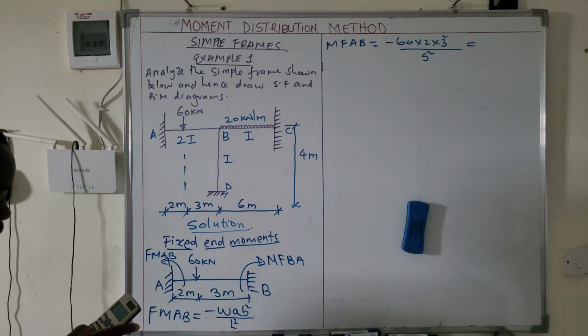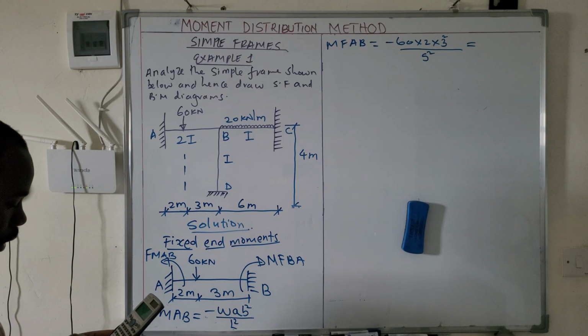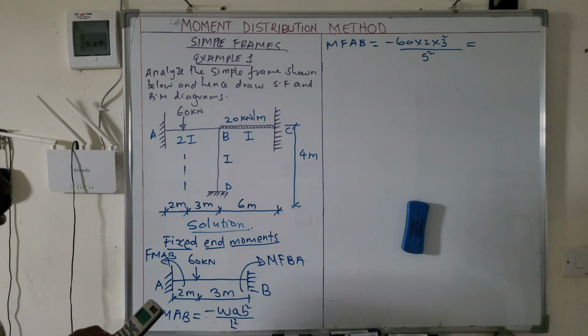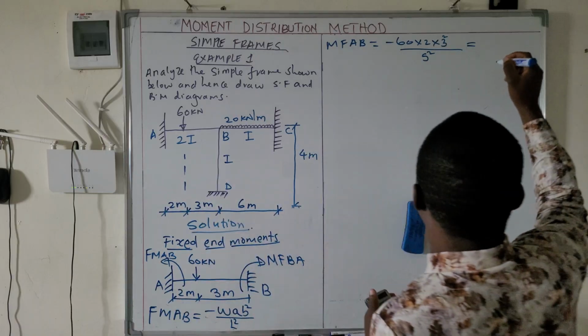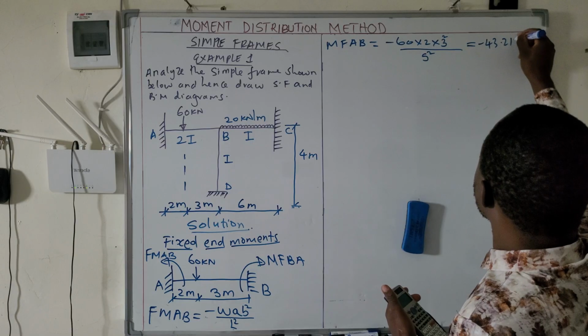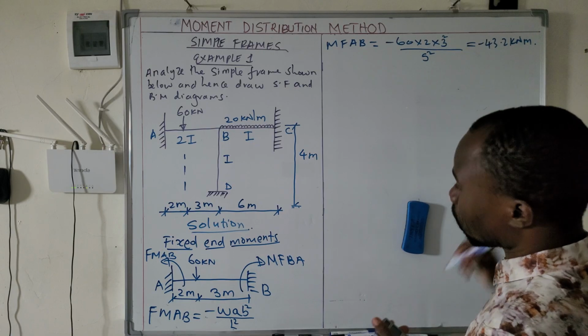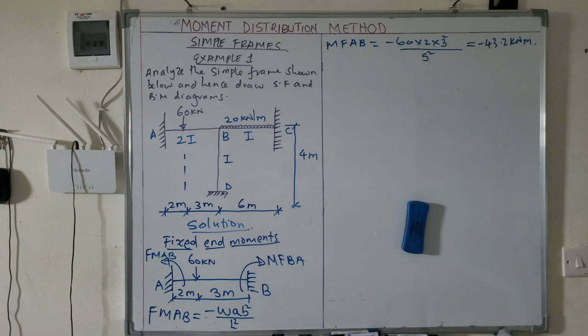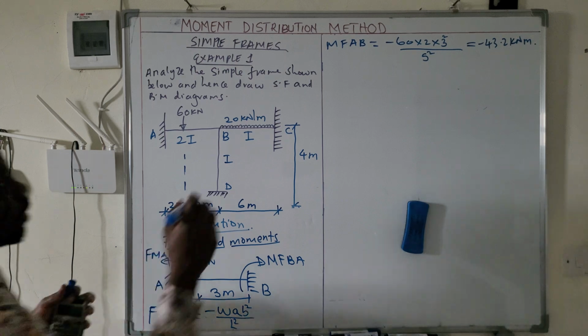So the answer is, punch your calculator, negative 60 times 2 times 3 square divided by 5 square. So the answer is negative 43.2 kilonewton meter, like that. So that is fixing moment AB. Now we go to fixing moment BA.